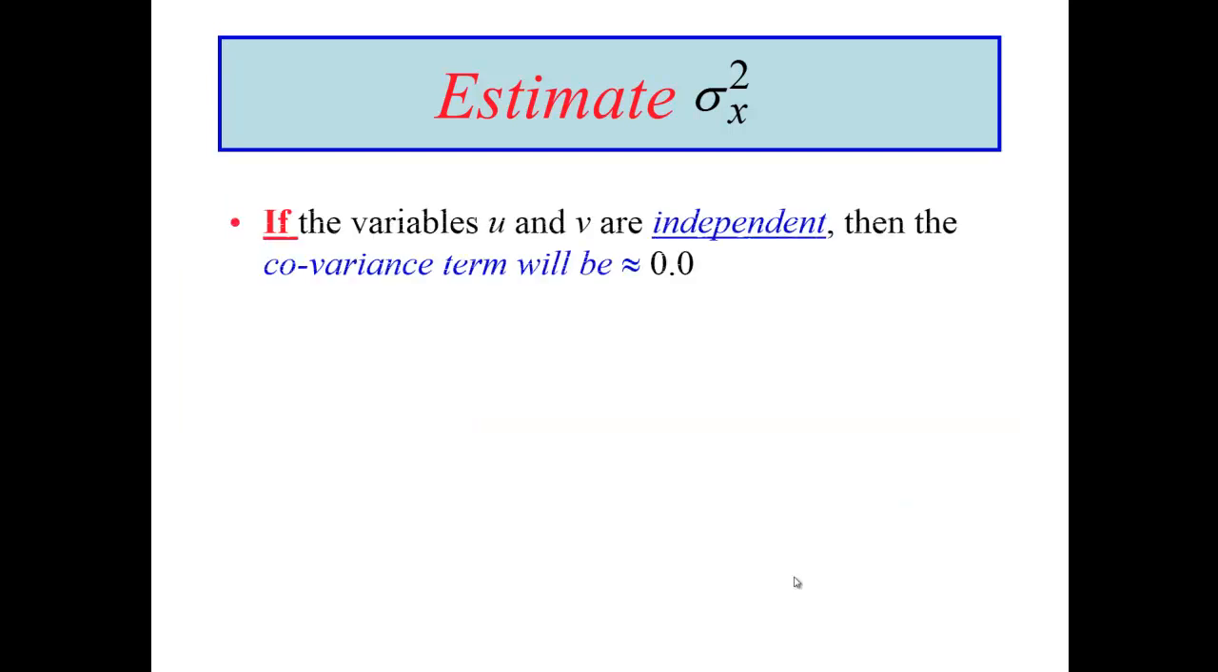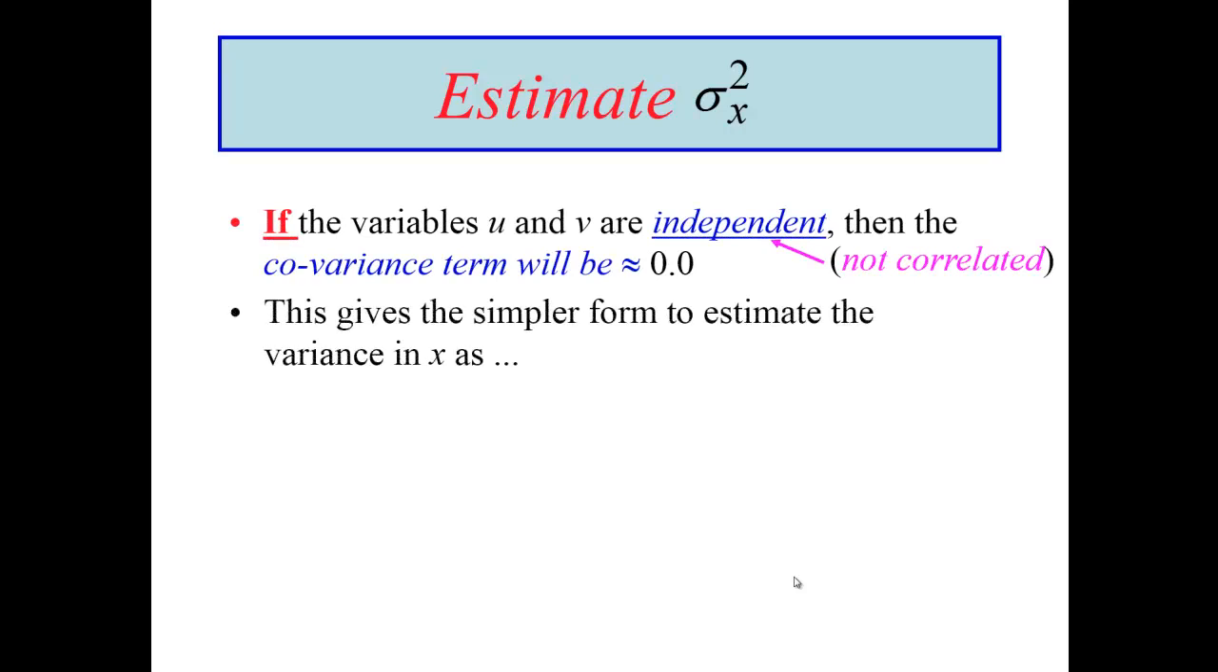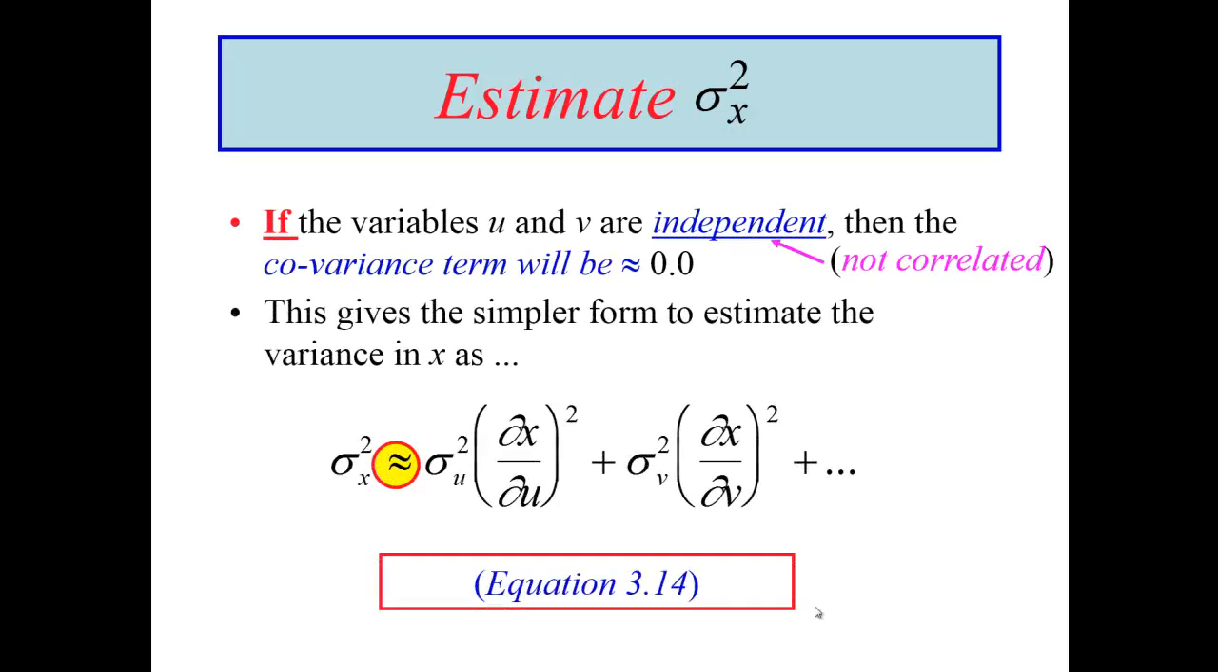And so that leads to a simplified version of the error propagation equation, which is equation 3.14 in the textbook, where the covariance term has been dropped out. So as long as we have good reason to believe that u and v are independent of one another, and as long as we're working with a fairly large number of measurements, that is a good approximation to use. So in practice, this will be the starting point for working out how the errors in u and v propagate to give us the overall variance in x, and then of course the error in x.